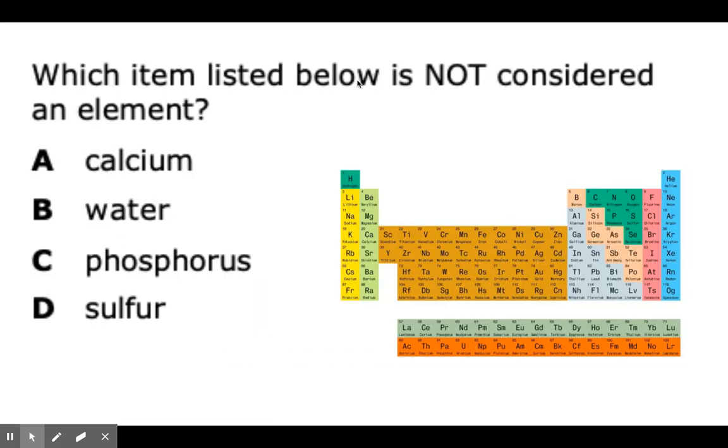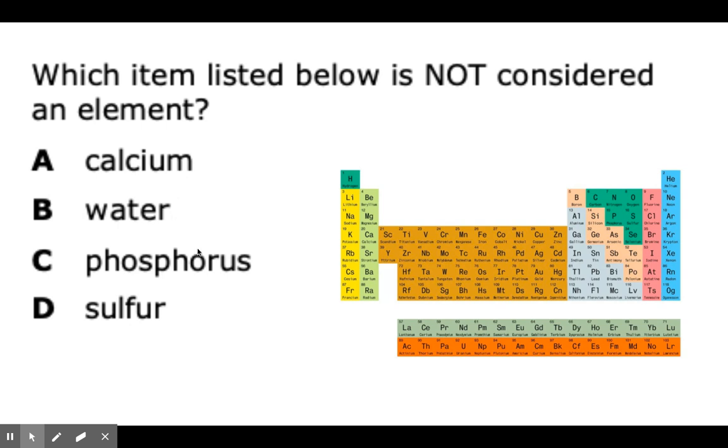Which item listed below is not considered an element? Not an element. Well, this is the periodic table of elements, so you could search for all these, and whichever one is not on the periodic table, then you could choose that for the answer.